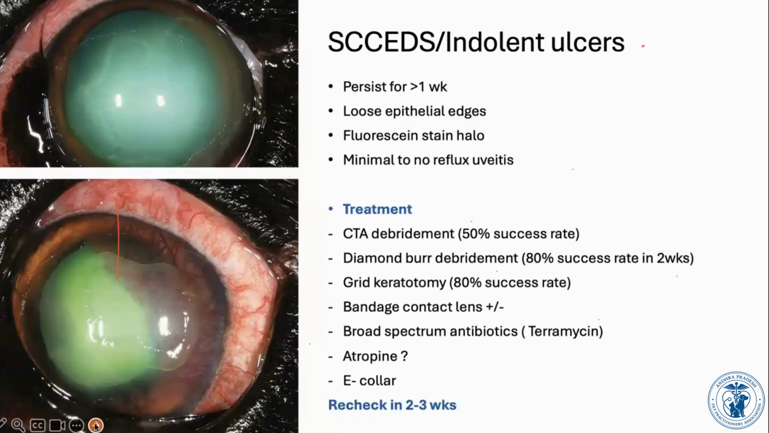This can be followed by a bandage contact lens, but the affordability and usability of contact lenses in dogs is a question mark. If your dog is very cooperative, you can very well use it. If the dog is not cooperative, very hyper, there is no point in using such lenses. And of course, you have to give broad spectrum antibiotics and atropine. If the ulcer is very painful, you can go for one drop twice or once daily for 3 days, and an e-collar. Once I do a CTA debridement, I usually call them back after 1 week, and ideally you can even recheck after 2 to 3 weeks.